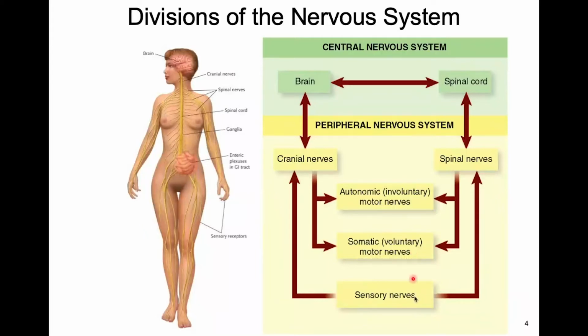So this is just showing you here, sensory information is coming in towards the central nervous system, whereas motor information is leaving the central nervous system and exiting into the peripheral to then have its effect.